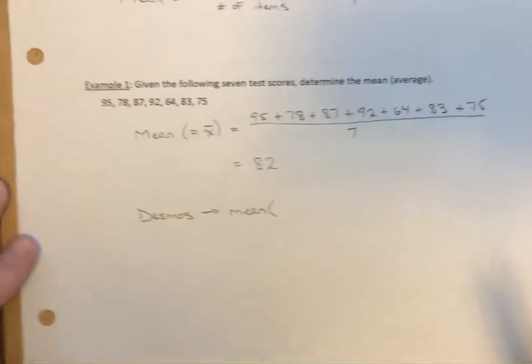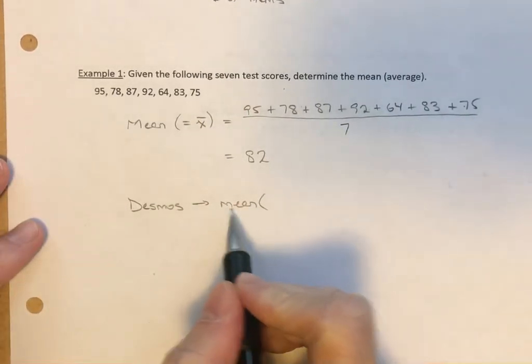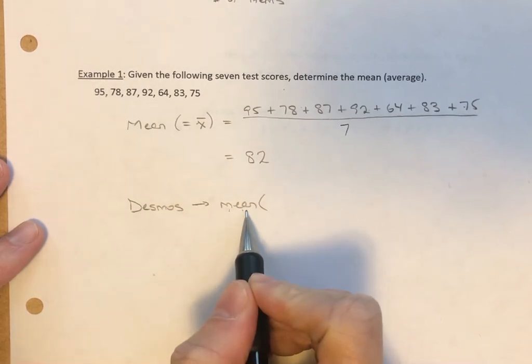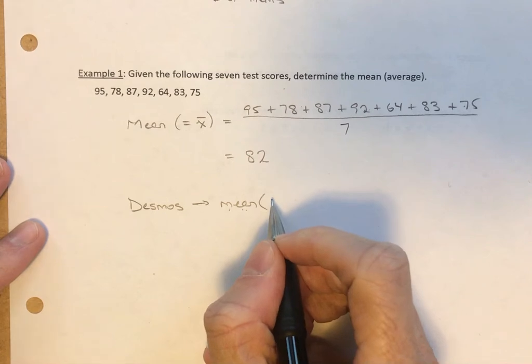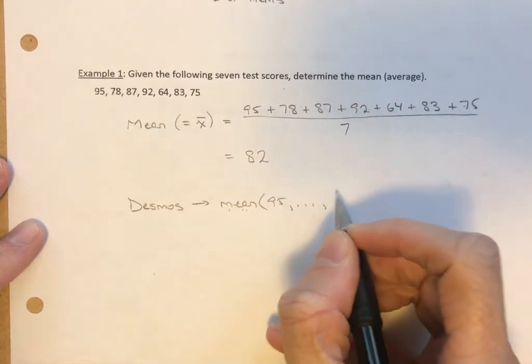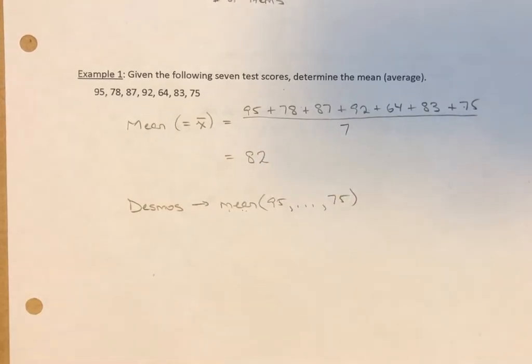Okay, so let's go back to here and remind ourselves what we did. We simply either typed the word mean in or selected it from the statistics menu, and then we put in all the numbers, 95, comma, and I'll just put in some dots all the way to 75, and we got a mean of 82.